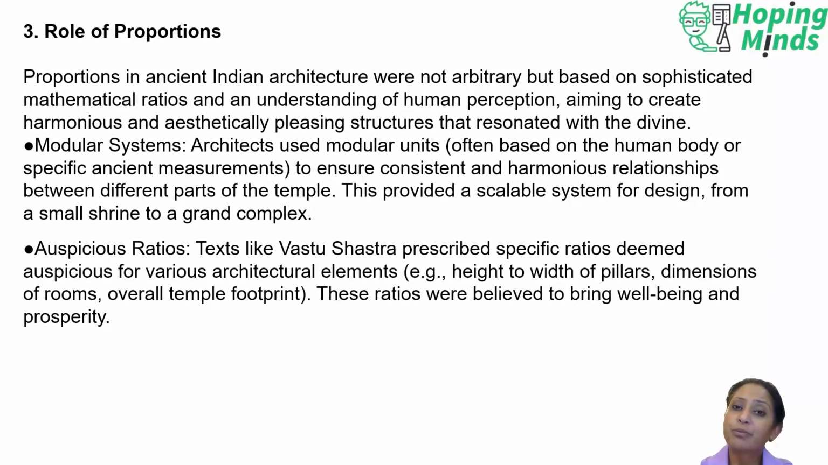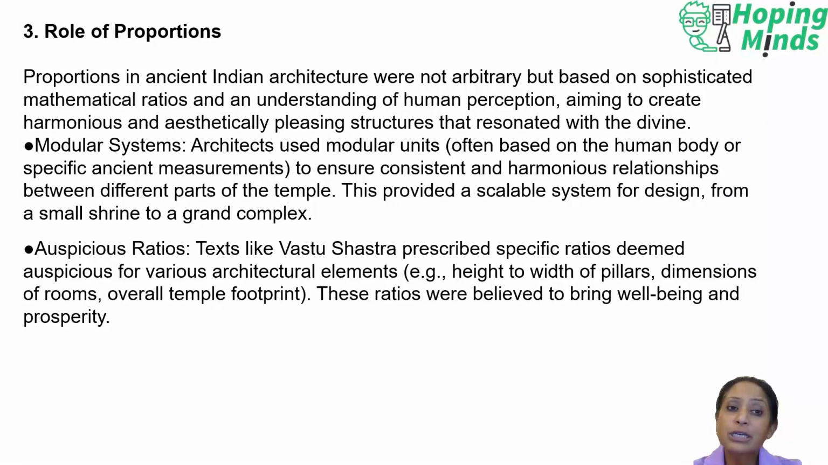Now the role of proportions. Now geometry cannot function without correct proportions. Proportions in ancient Indian architecture were not arbitrary, but based on sophisticated mathematical ratios and an understanding of human perception, aiming to create harmonious and aesthetically pleasing structures that resonated with the divine.